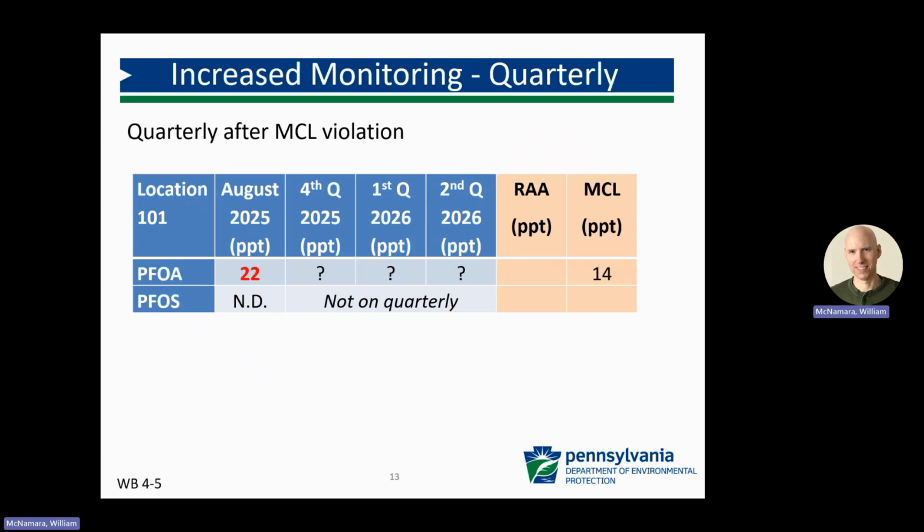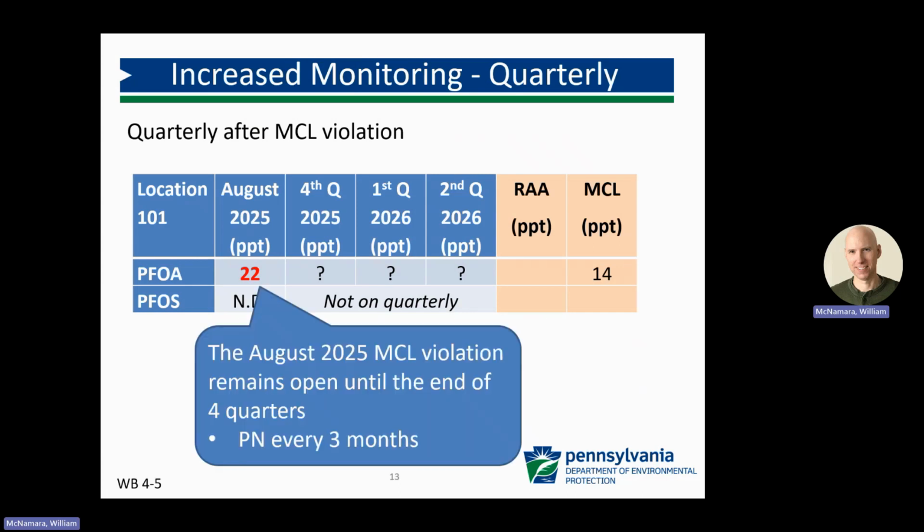Continuing our example then, we said that they went back on quarterly monitoring. So in terms of compliance, this August 2025 sample where the violation began, they go into quarterly monitoring. So this violation actually remains open until they get the full 4 quarters of data. So you get that violation when you're on annual or triennial, and it does remain open at least until the running annual average is calculated, meaning you do have to do public notification every 3 months, and we'll discuss that in the next lesson.